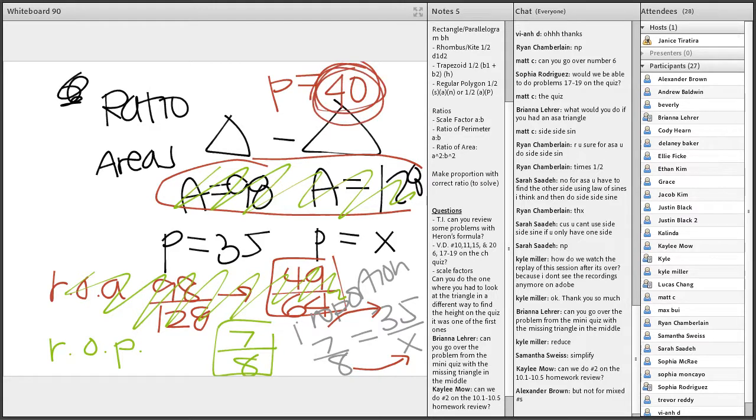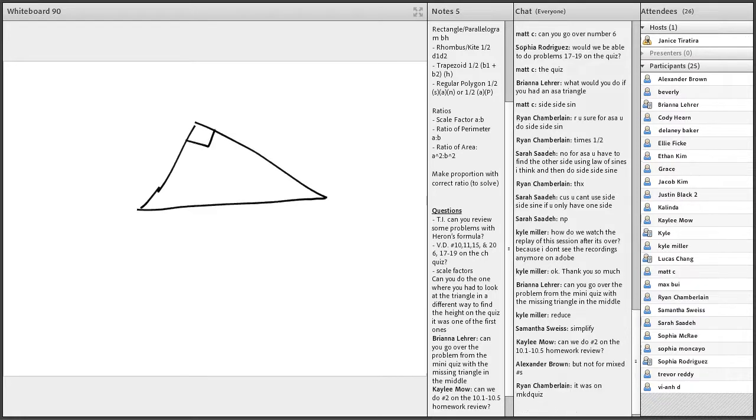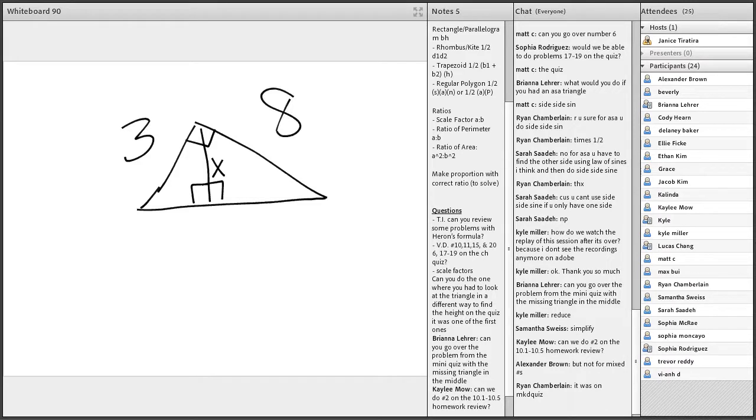Okay, all right. Now let me go back and answer a couple of questions. I think Ryan earlier asked, can you do a problem where you had to look at the triangle in a different way? Oh, gotcha. So this was from, at least Tira, we had a mid-quiz. I don't think everyone had a mid-quiz. So let's say this is a right triangle, and let's find x. All right, let's make this 3 and 8, and this whole thing is 12.